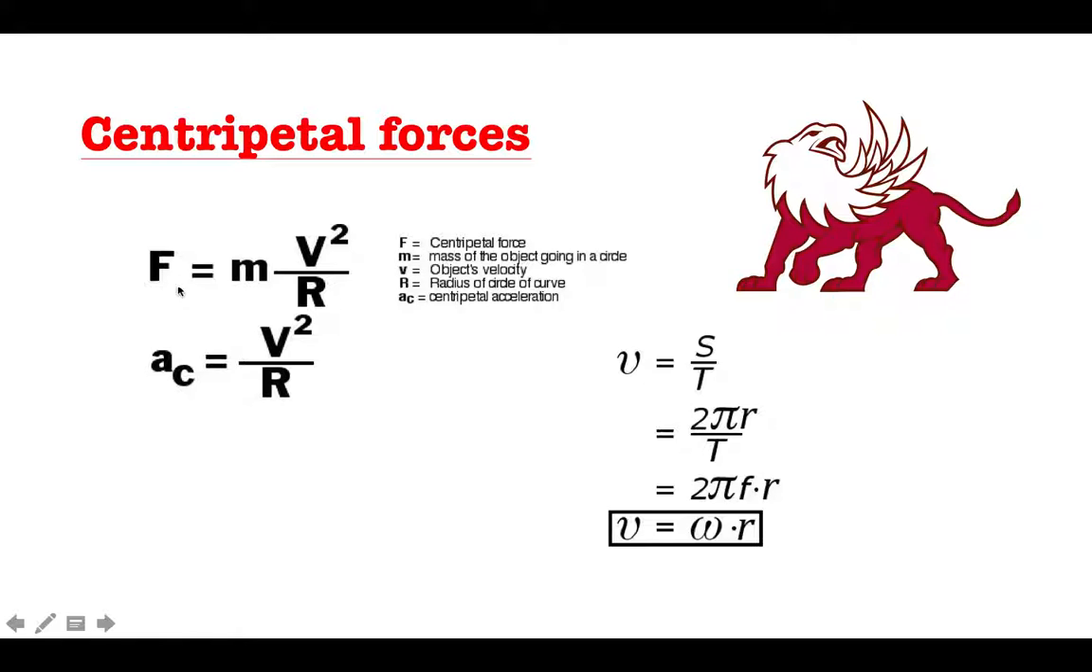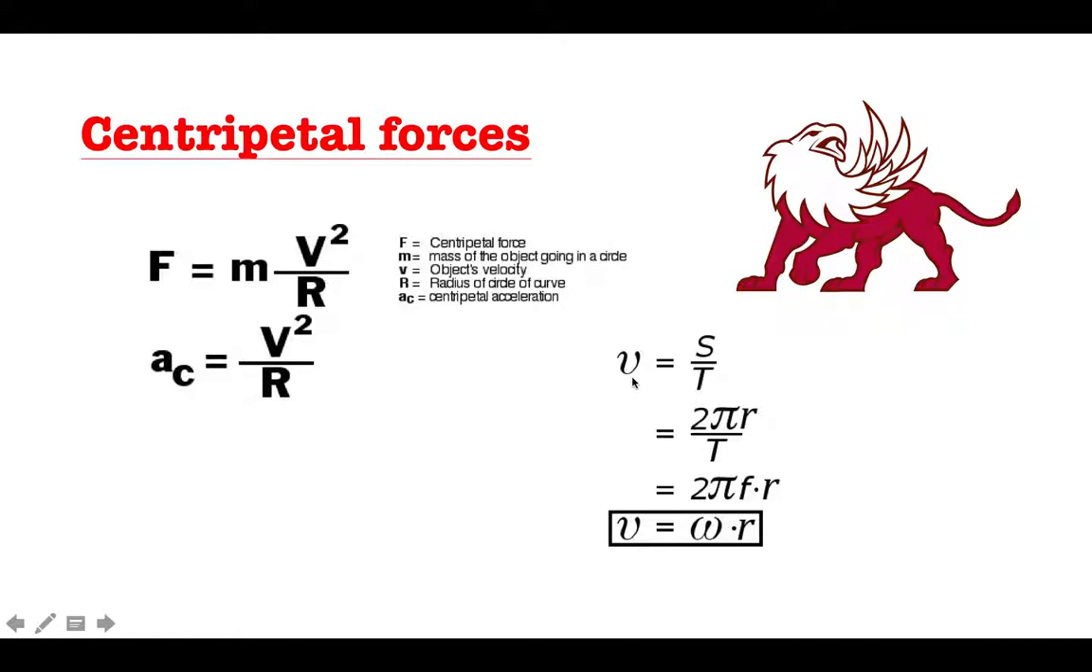So you can see from this that the force will be directly proportional to the mass. The force will be directly proportional to the velocity squared, so this will be a parabolic relationship. And the force will be inversely proportional to the radius. Similarly, you can use the same approach when you're dealing with the centripetal acceleration by using this formula.